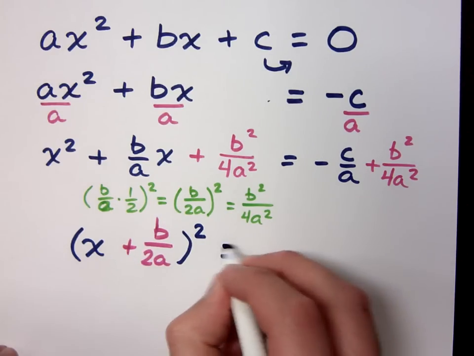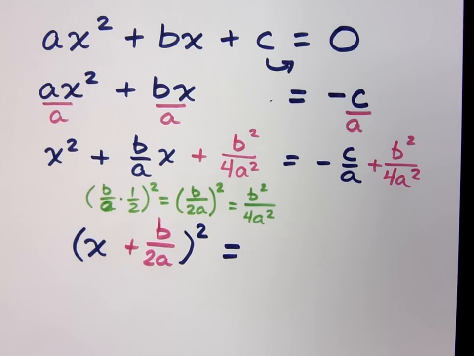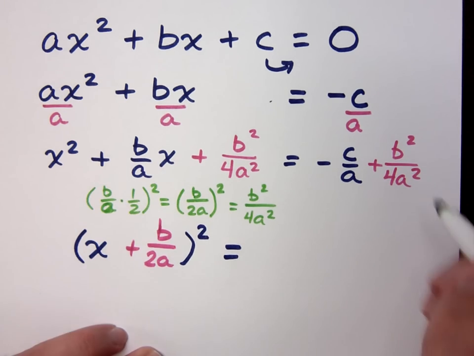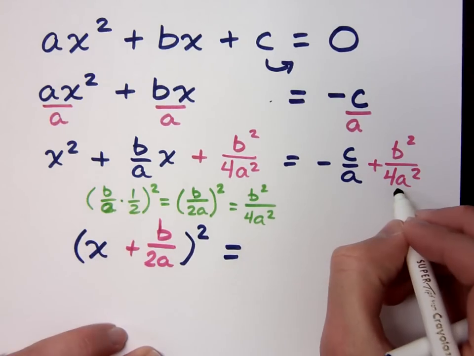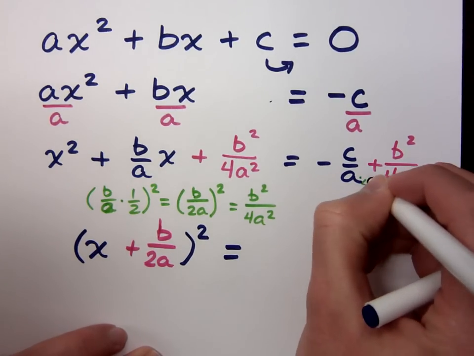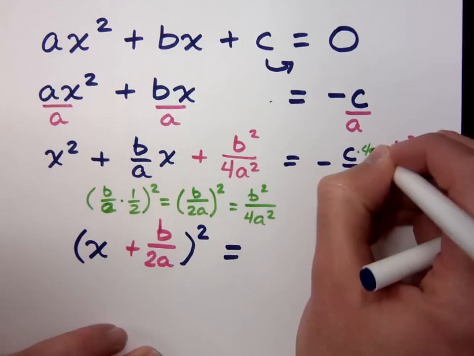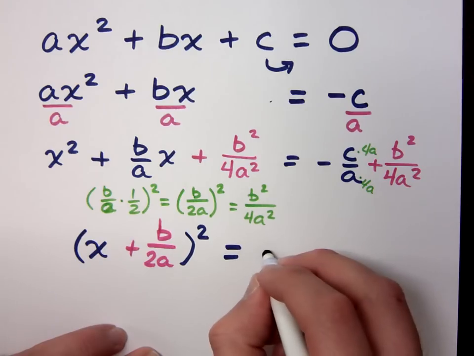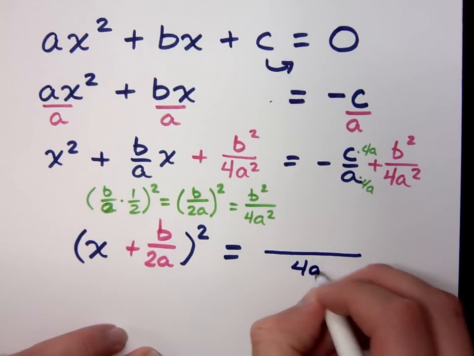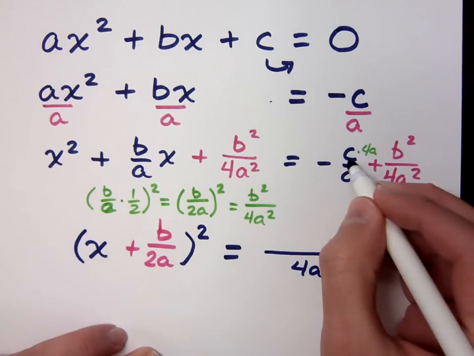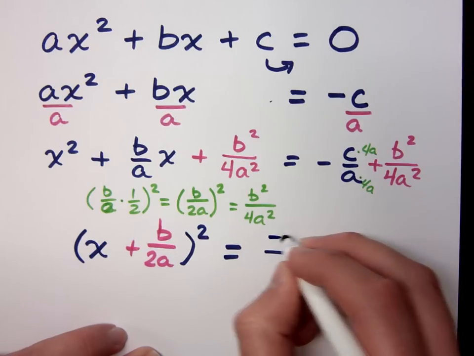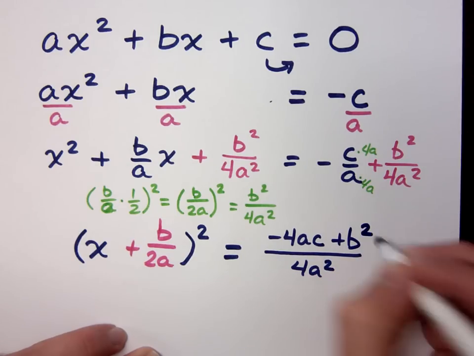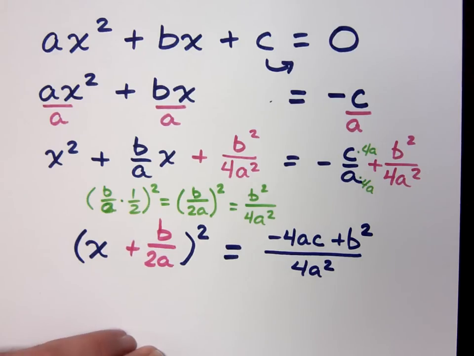Now the other side gets kind of tricky, but you just have to remember you're dealing with fractions. And so you have to get these to have the same denominator. Well, looking at this, I see that a is not the same as 4a squared. It's missing the factors of 4 and a. So I'm going to put that in both the top and the bottom. So what that gives me is all over 4a squared, and negative c times 4a is negative 4ac, and then there's that plus b squared. And maybe at this point, things are starting to look a little familiar to you.